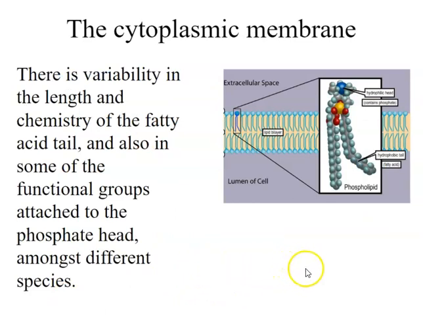A couple of additional points about the cytoplasmic membrane: those fatty acid tails, so this is a drawing, a space-filling drawing of a phospholipid. So it looks a little different from the previous pictures, but it's the same basics. There is variability in the length and the chemistry of the fatty acid tails in different species of organisms. And there can also be variability in what additional chemistry is attached to the phosphate head between different species of organisms. And that's more detail than we need to get into here, but I'm pointing it out for future learning.